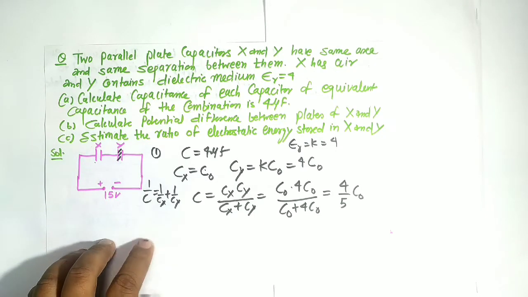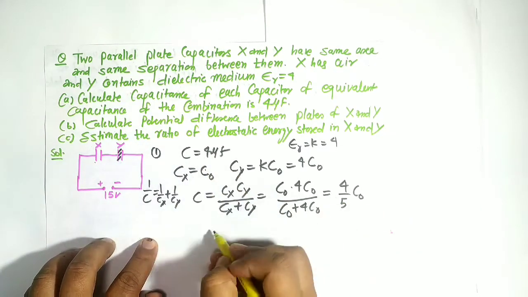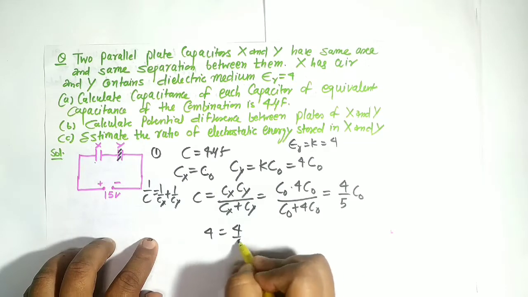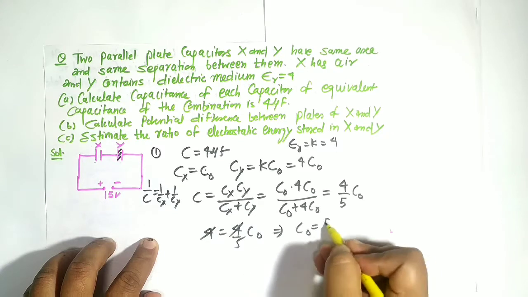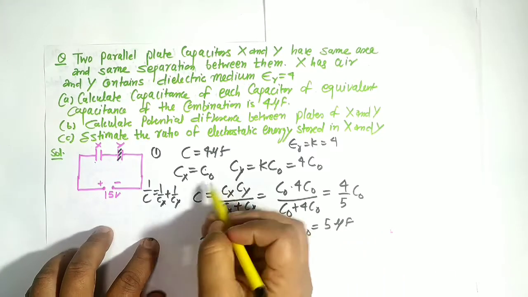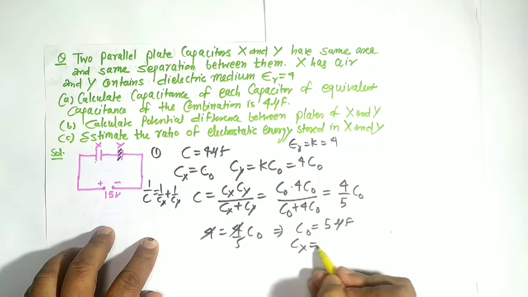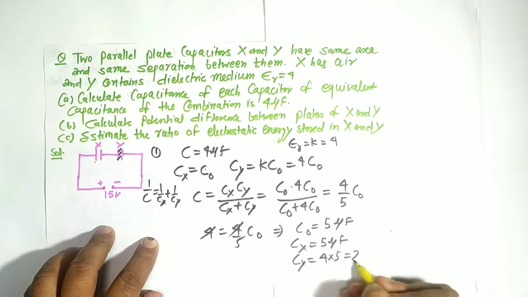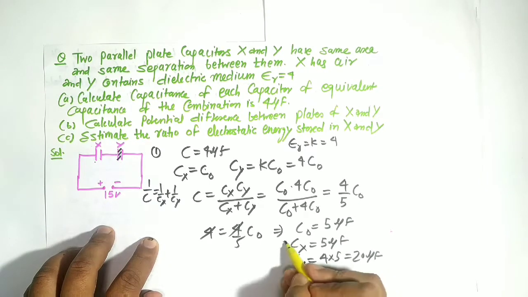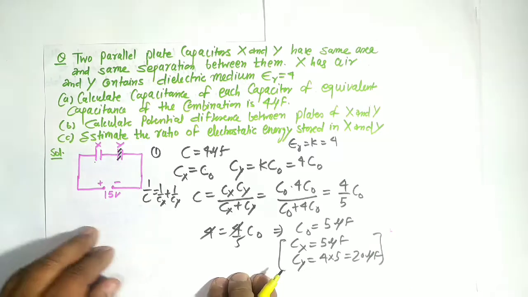Got it? So it is equal to what? 4. So 4 will be 4 by 5 C naught. So C naught comes 5 microfarad. That means Cx is 5 microfarad. And what will be Cy? 4 times C naught, so it will be 20 microfarad. The first answer comes. This is the capacitance.